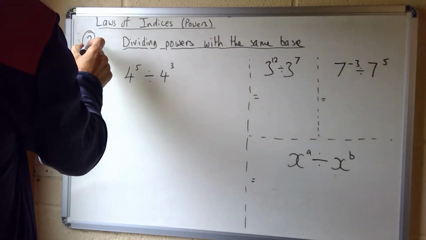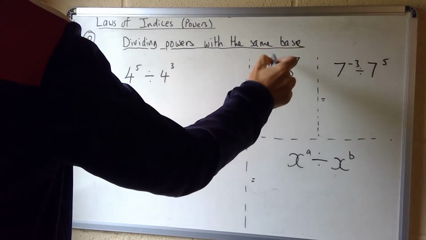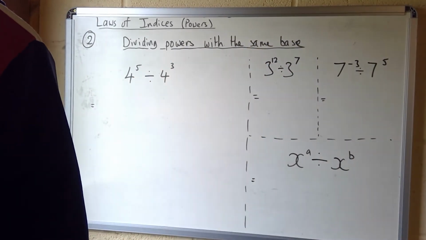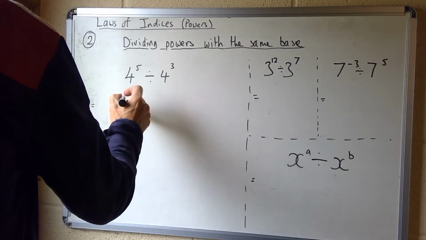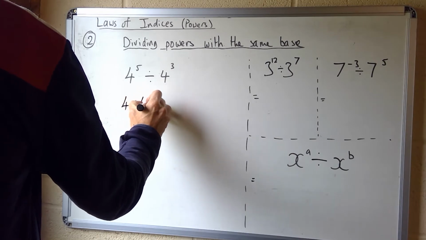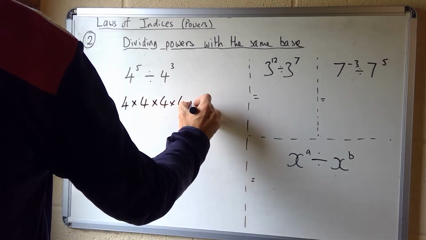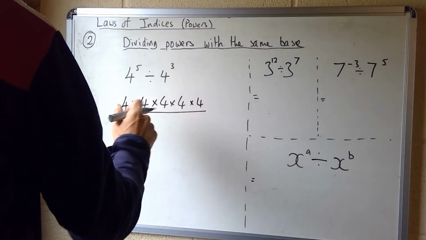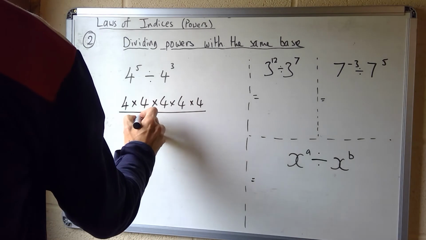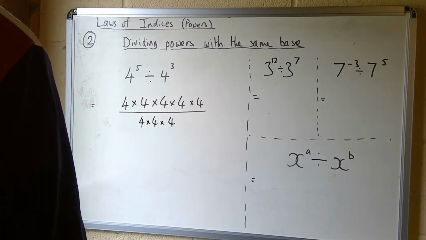The second law is dividing powers with the same base. Once again, I'll just stress that the base must be the same. Once again, for the example, to show why it works, it's good to write these out longhand. So 4 to the power of 5 is 4 times 4 times 4 times 4 times 4. It's actually helpful to write this division in fraction format. So on the bottom I've got 4 cubed, which is 4 times 4 times 4.